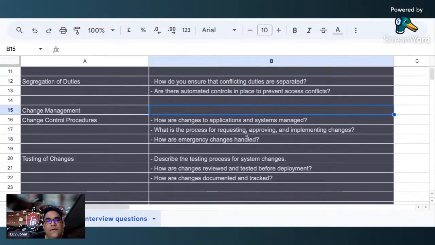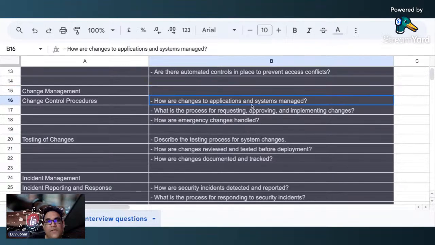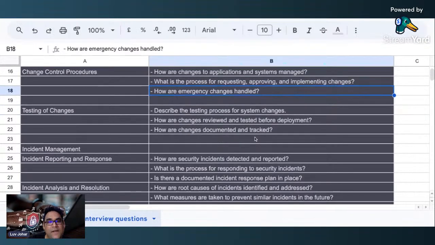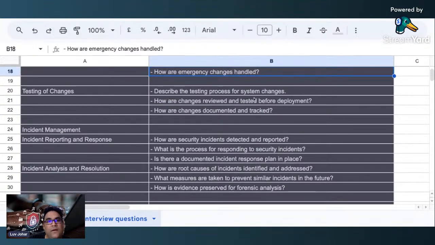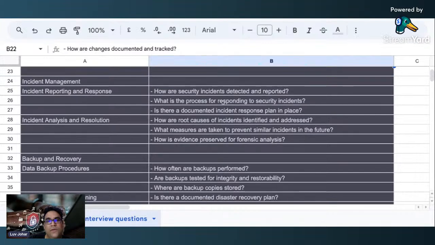After that, you have change management related questions. You can ask how changes are managed, what the process for change management is, and how emergency changes are handled. This is very important. After that, testing of changes. Describe the testing process for system changes. How are the changes reviewed and tested before deployment? How are the changes documented and tracked? So all this you can check for change management.